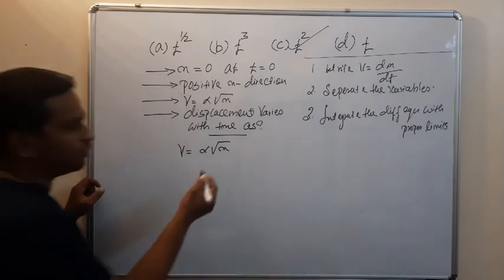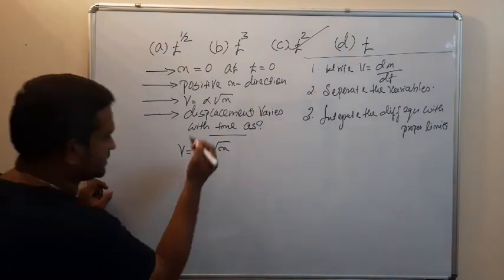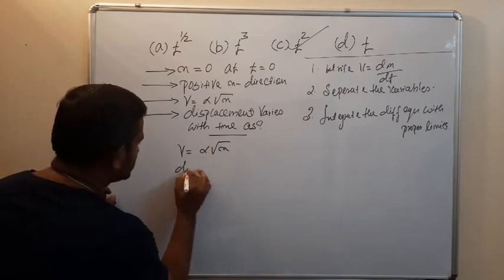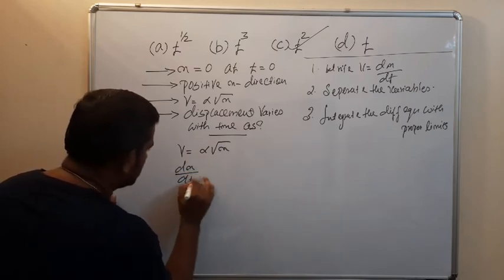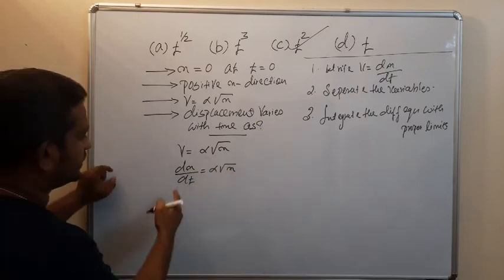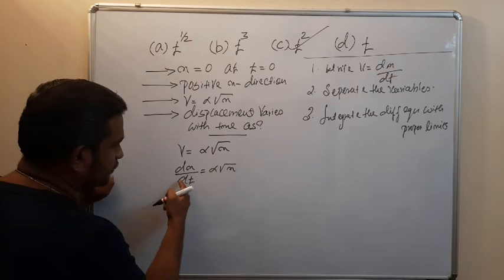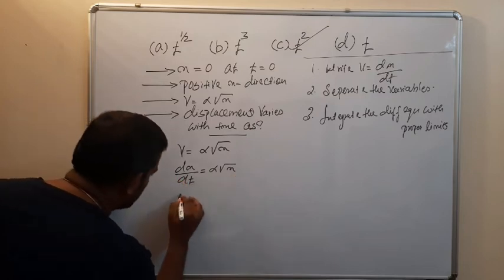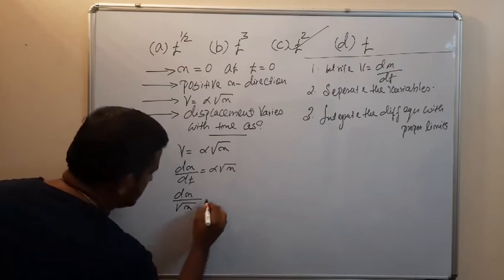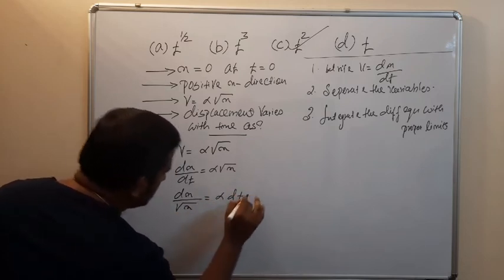So v is equal to alpha root x. First step, v is equal to dx by dt. So dx by dt is equal to alpha root x. Second step, separate the variables. So x variables on one side and t variables on another side. So dx by root x equal to alpha dt.